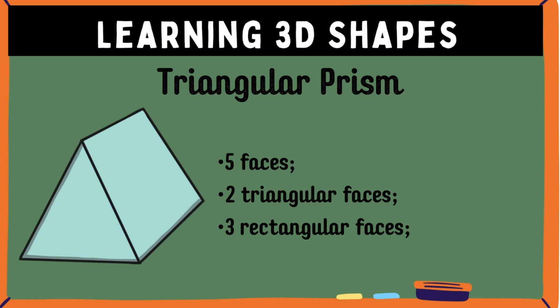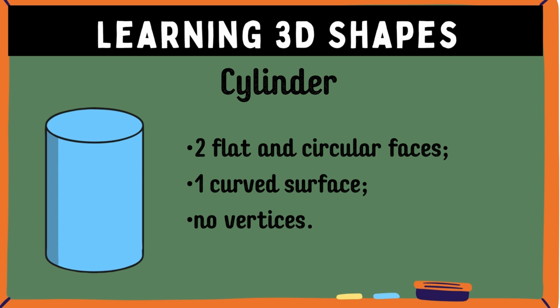A triangular prism has 5 faces altogether. 2 of the faces are triangular in shape, and the other 3 faces are rectangular in shape. Let's look at a cylinder. A cylinder has 2 flat faces. It has one curved surface and no vertices.